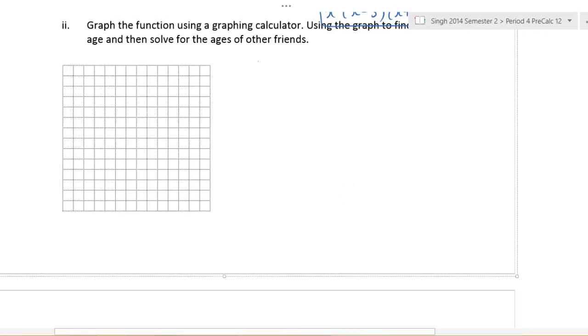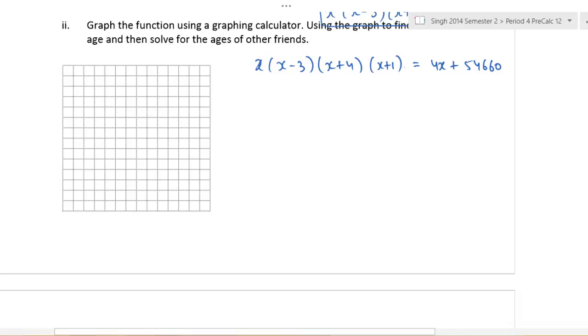Our function here is x times x minus 3 times x plus 4 times x plus 1 equals 4x plus 546 60. If I bring everything over to one side, I'm going to get x times x minus 3. I don't need to open up the brackets. I could if I wanted to, but that just makes more room for mistakes. Because we're going to be just graphing it using a graphing calculator anyways, there's no need to really open the brackets up and collect like terms. We can just leave it like that.